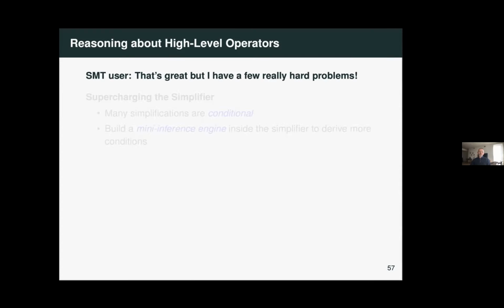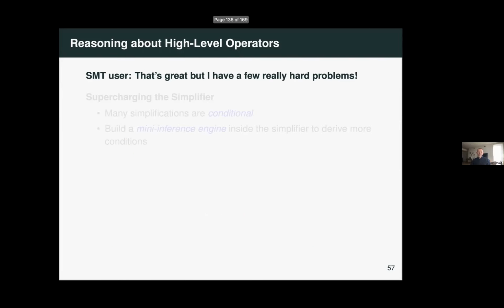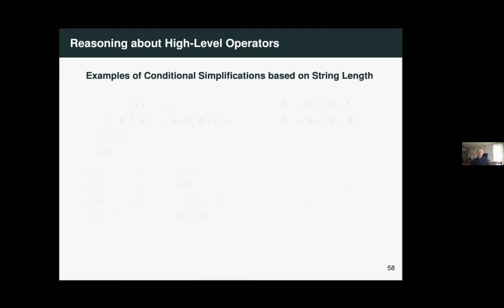All right, so that worked pretty well, but some of the problems were still too hard for these basic kinds of simplifications to work. So we can do something even smarter. We can supercharge the simplifier by building a mini inference engine to derive even more simplifications. Let me show you how this works. Essentially, we're going to add a little inference engine that lets us deduce more about string length.